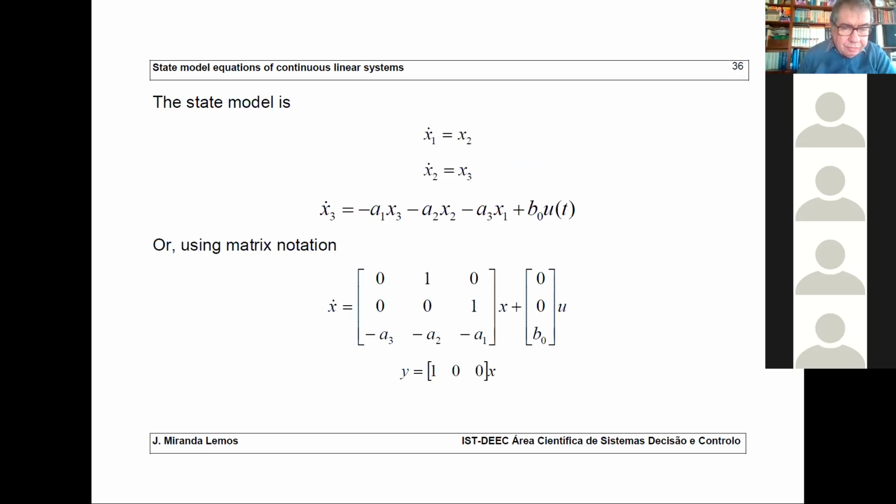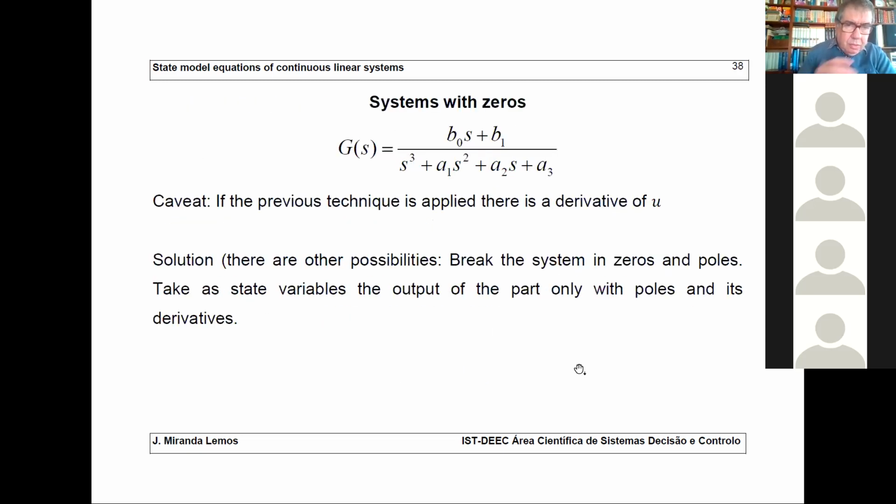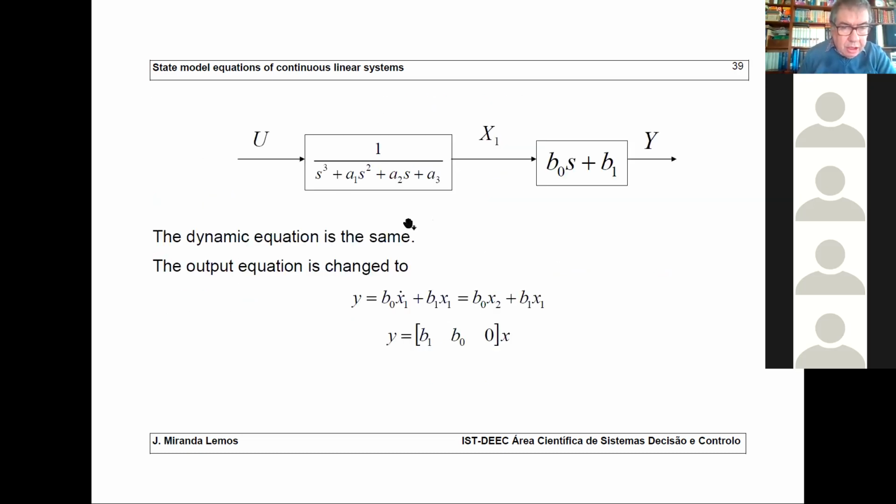When you have zeros, okay, this is the state model that we had before. When you have zeros, what you do is you split the system in 2 parts, one with just poles and one with just zeros. Okay? There are no systems with more zeros than poles because this would be non-causal, but this is just a mathematical trick, so we don't use it for anything apart from doing computation. So you can split this. Okay, this is non-causal, but it's okay for what we are going to do.